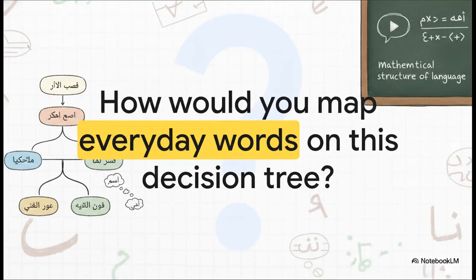Which leads me to this final provocative thought. Just listen to the conversations happening all around you today. If you were to take those everyday words, those daily utterances you make without even thinking, how would you map them onto this precise Arabic decision tree? Was what you just said mufrad or murakkab? Is the sentence you formed mufid or ghair mufid? I promise you, once you see this underlying mathematical structure of language, you can truly never unsee it.